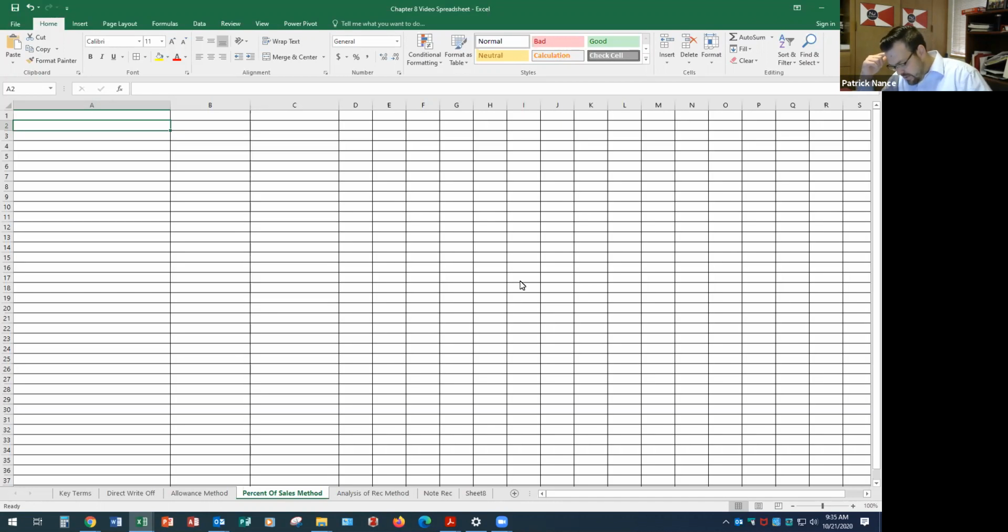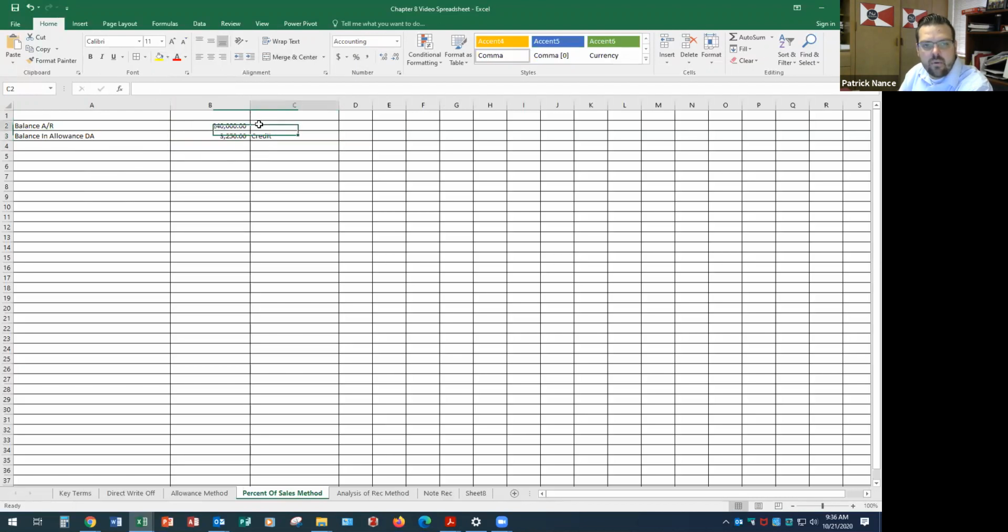So percentage of sales method, we've got some facts here for X-Tone Company. It says their balance in their AR is $240,000. The balance in their allowance account for doubtful accounts is a credit balance of $3,250. Credit, make sure we know. AR would obviously be a debit balance. It's assumed since that's the normal balance.